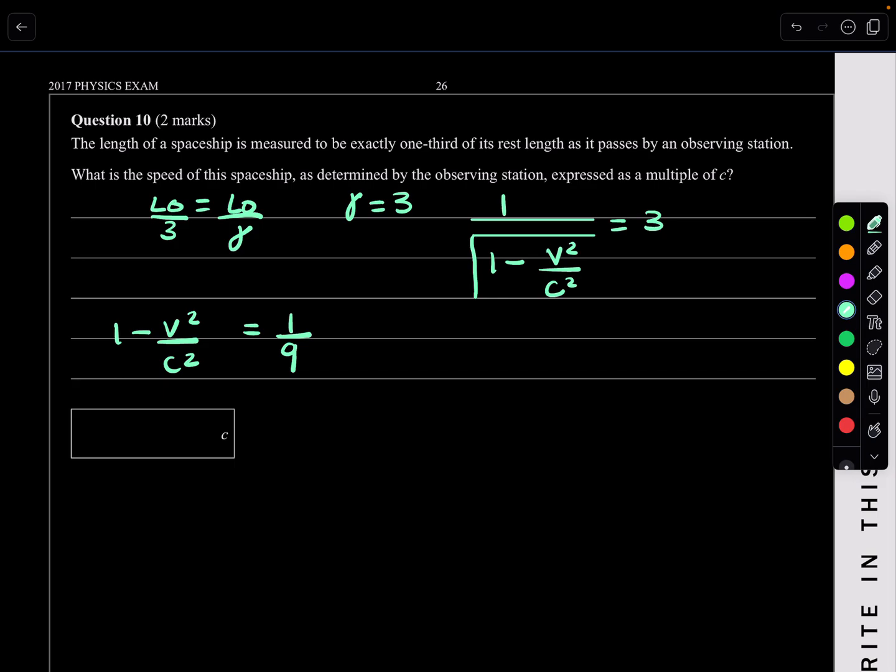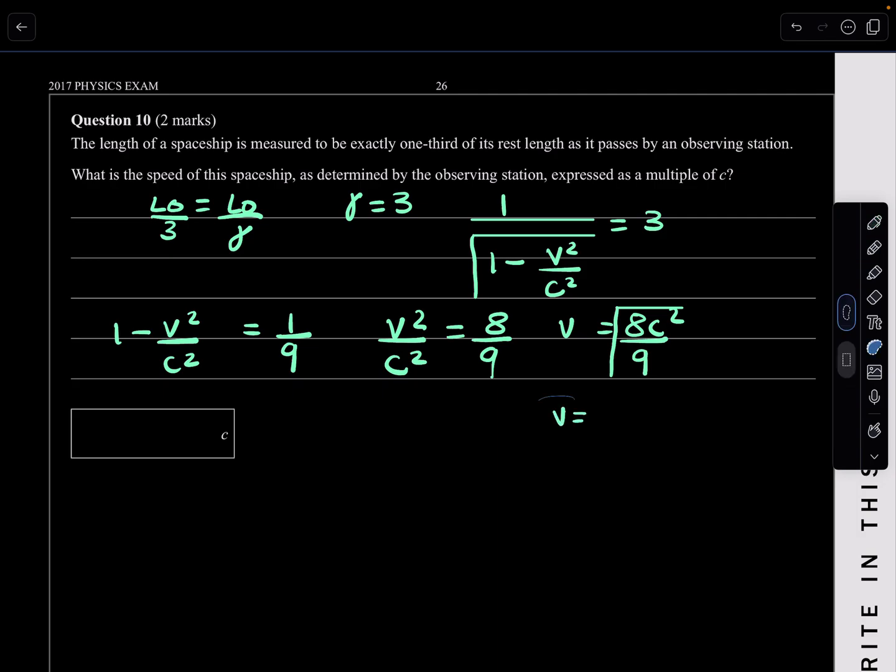Yep. And so what else? If you bring that v squared over c squared over, it'll be equal to 8/9. So multiply both sides by c squared, and we get v squared equals 8c squared over 9. We take the square root of both sides to get velocity, and that should give us our velocity.